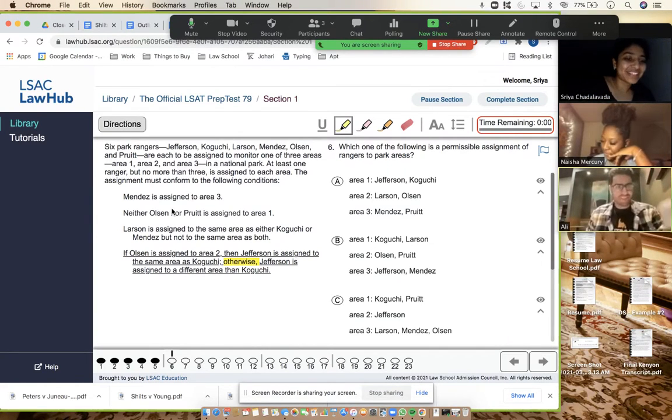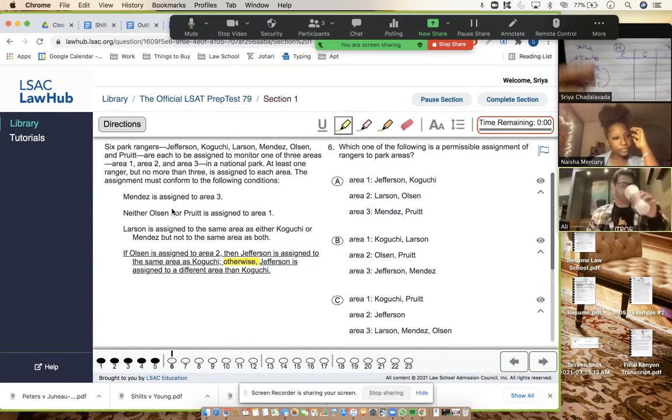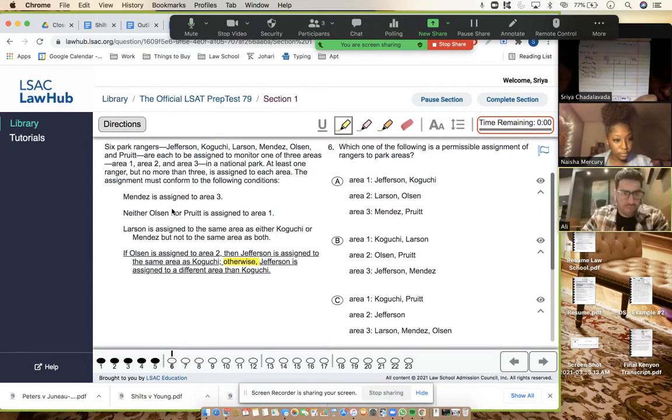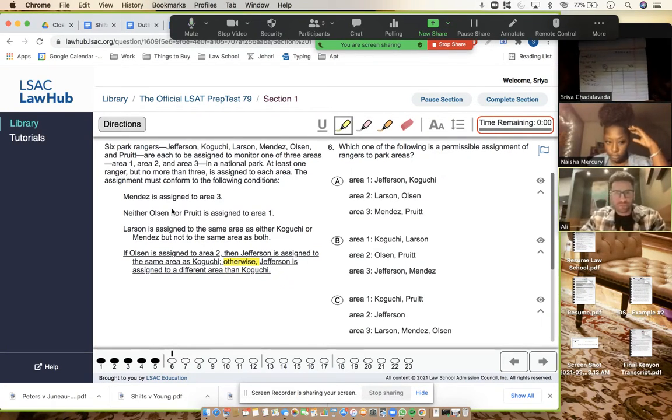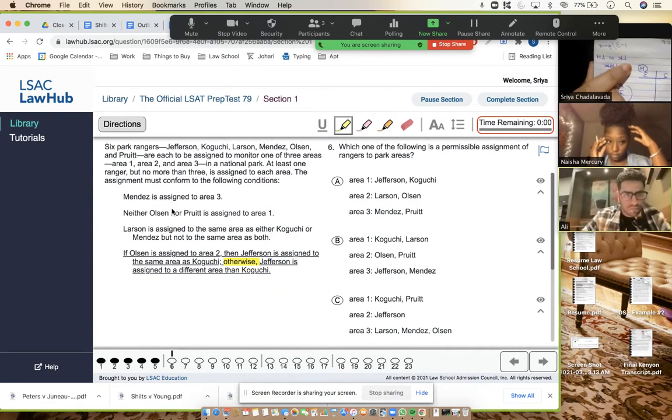So wait, just to review the rest of our stuff. Mendez is assigned a 3. That's pretty simple, right? M goes in 3 all the time. Next rule. O or P can't be in 1, right? So they're O and P not in 1. And then L is assigned to the same area as K or M, but not both. That's how I wrote that. LK or LM, but you can't have LMK, right? You can't have all 3.